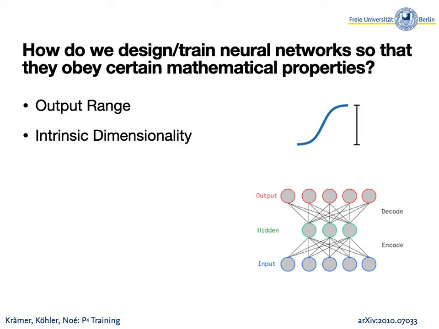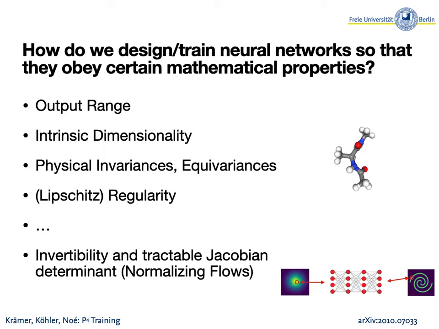But first, let's think about some properties that we might be interested in. If we're lucky, we can directly encode them in the network design. For example, to restrain the output to a certain interval, we just append a sigmoid to the network. Or if we want to reduce the intrinsic dimensionality, we can use a low-dimensional latent space as in autoencoders. But for other properties, this is not always so simple. Take, for example, physical symmetries or invertibility. Making sure that the network obeys such properties during training can be very challenging.